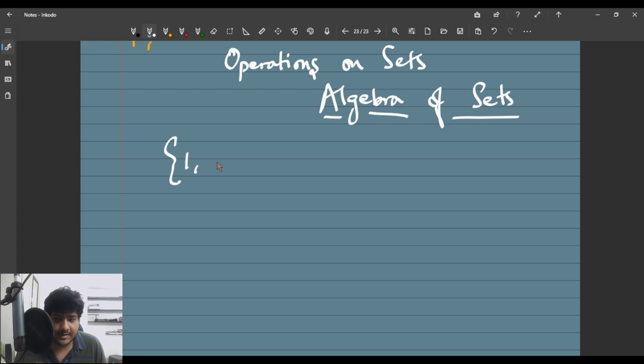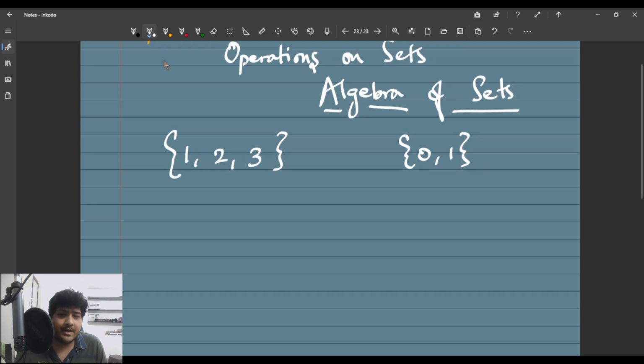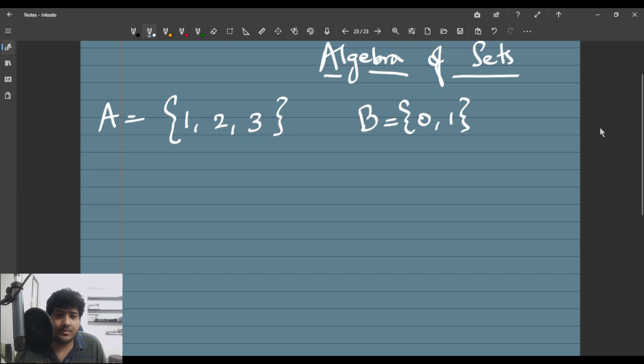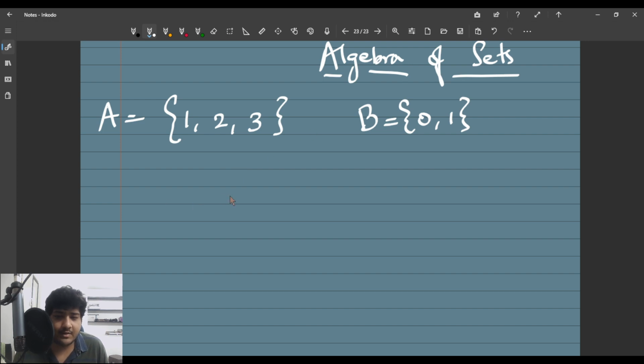So maybe I have two sets 1, 2 and 3, and I have another set 0 and 1. I am interested in knowing what all I can do with these two sets. So let me name these two sets. I'll call this A and B, and let us first try to, so these both are collection of elements. Let us try to form a set which contain all the elements from both the sets. So as simple as it sounded, it's just a collection of all elements from all the sets.